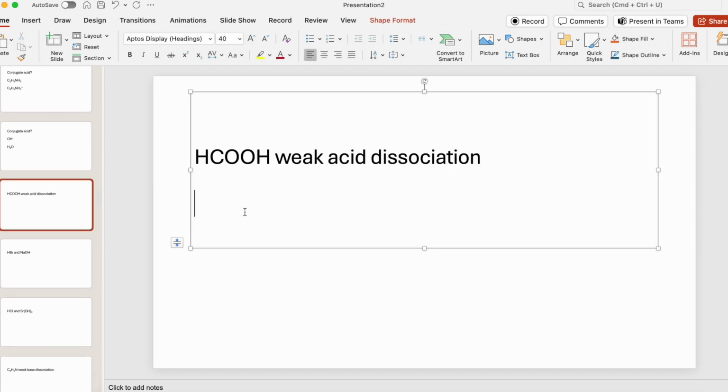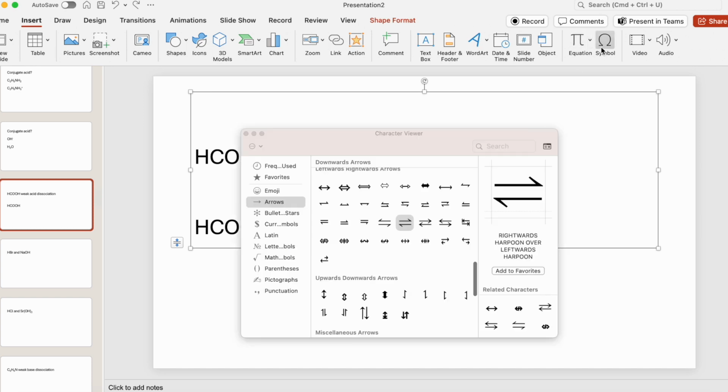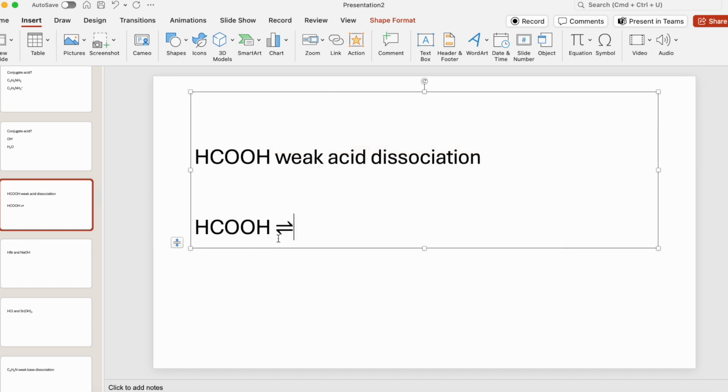So let's just take a look at this equation real quick. I have formic acid. If I want to make this a dissociation equation, then what I'm going to do is literally just put it in water. And I already have my symbol ready because I use it all the time. If I am weak, I need a double arrow to do this. So this double arrow here tells you equilibrium.